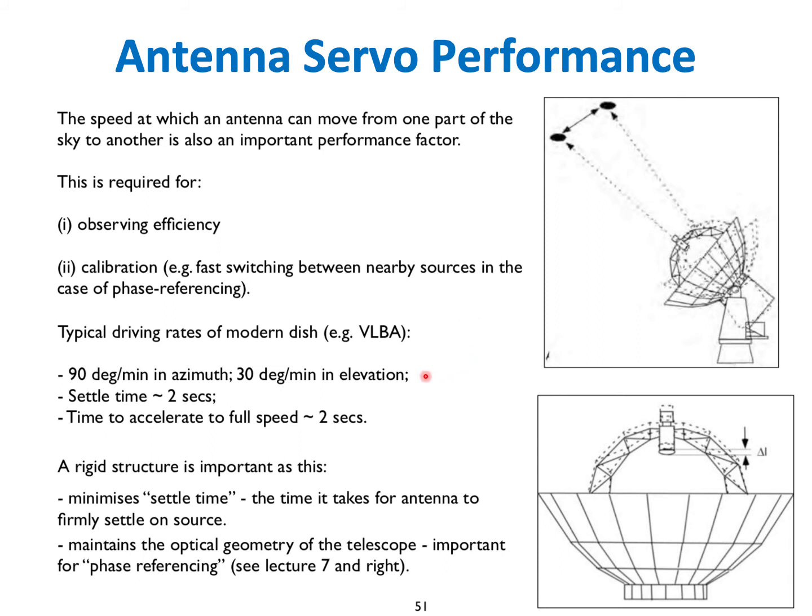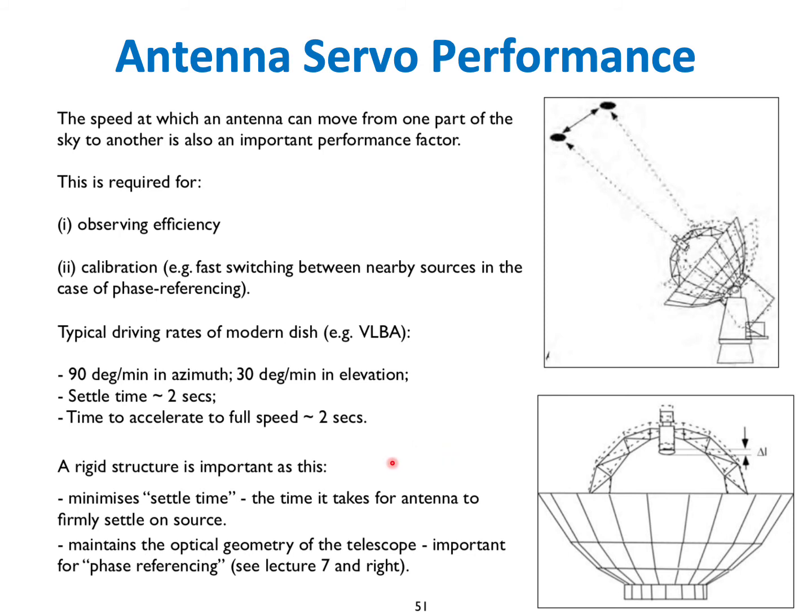So when you stop them, when you get on source, they still take about 2 seconds to settle down. And also when you want to move the telescope, it takes about 2 seconds to accelerate the telescope up to full speed, just because it's a lot of weight to get moving. So you want the structure to be rigid.